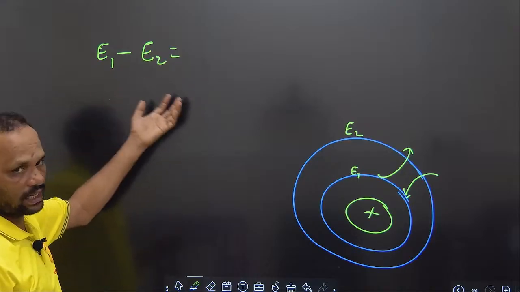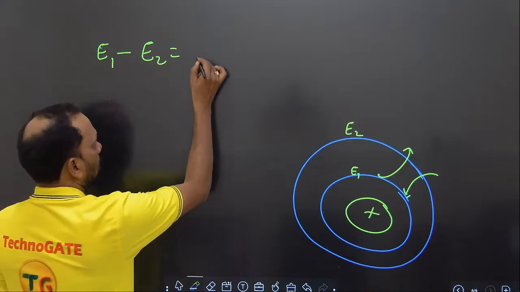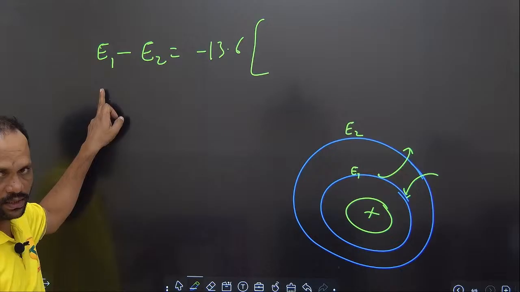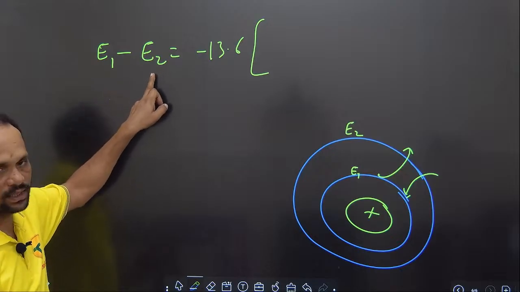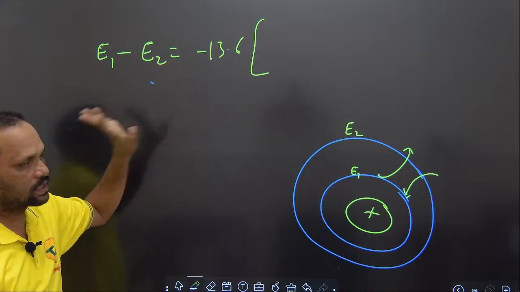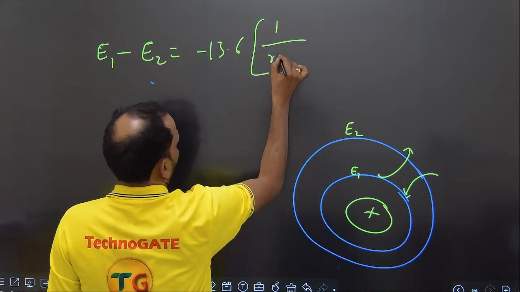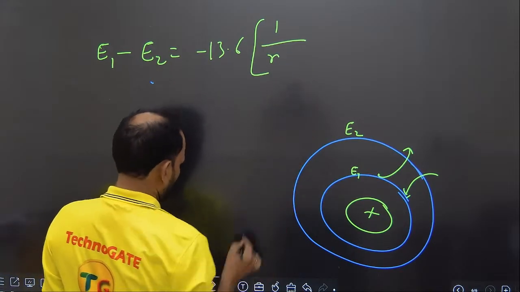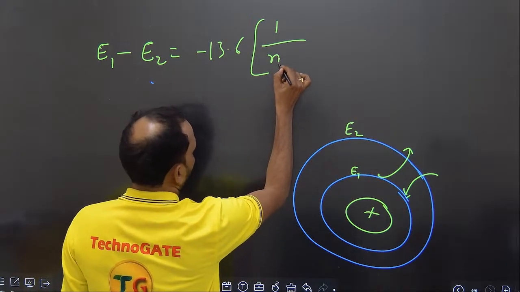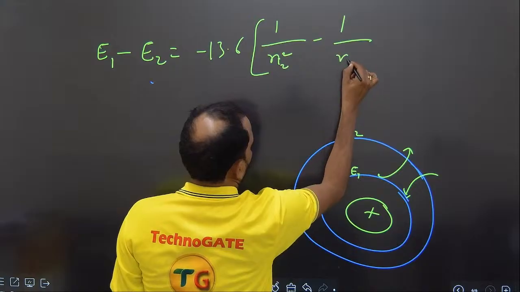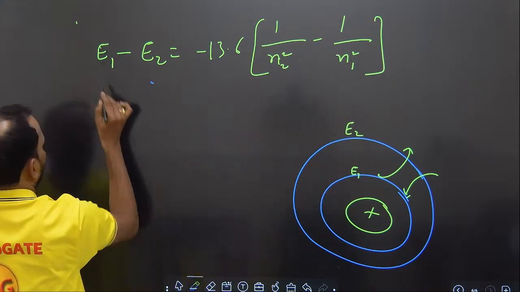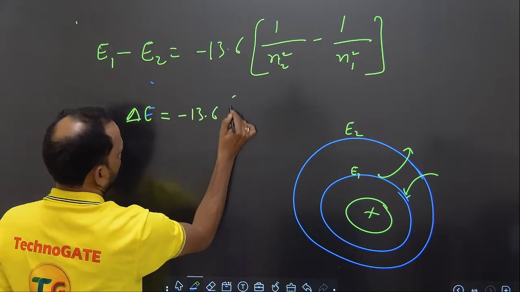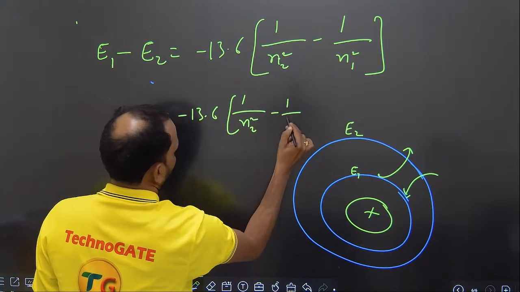How much energy is released? This is for higher level to lower level. E1 is equal to minus 13.6 into Z square by n square, and E2 is equal to minus 13.6 into Z square by n square. Taking minus 13.6 common, this time 1 by n2 square minus 1 by n1 square. This is the one basic formula. The energy is equal to minus 13.6 into 1 by n2 square minus 1 by n1 square.